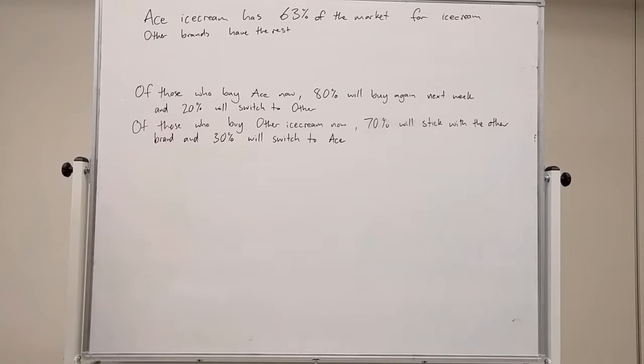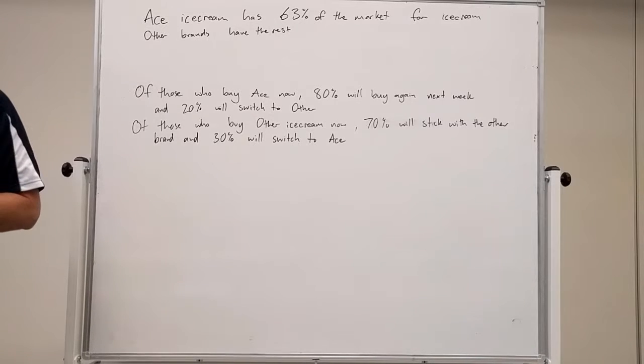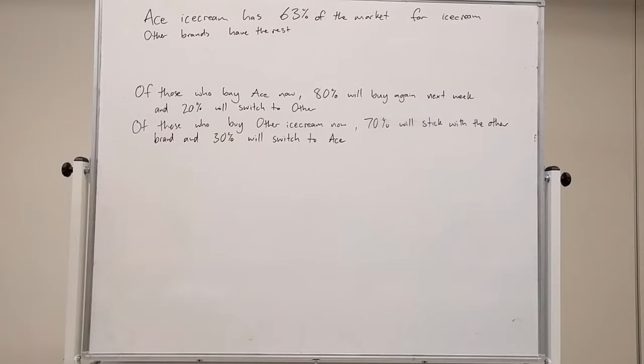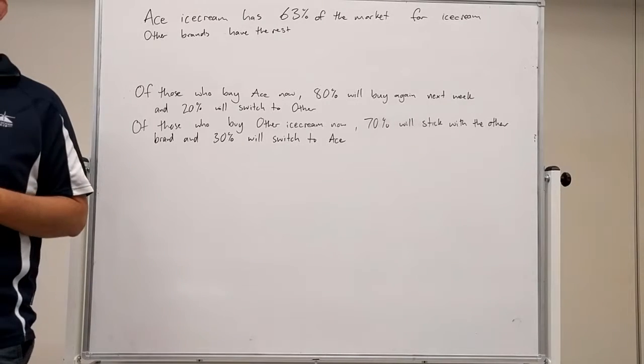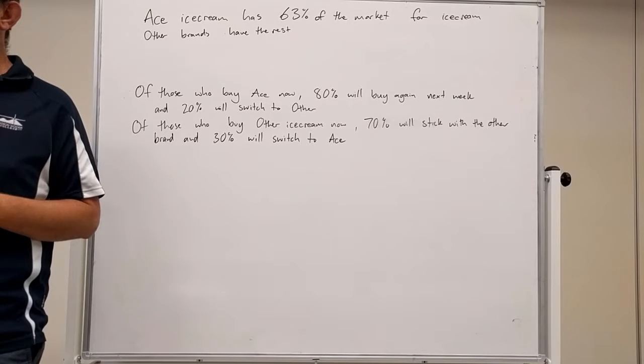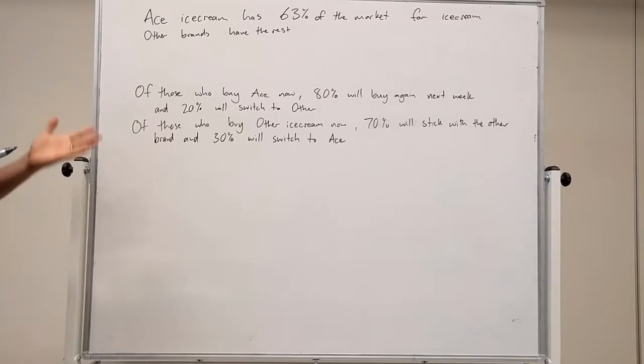So transition matrices are a bit different from the other matrices we've been looking at, and actually they involve two different matrices that you put together to make something new. So it's used in scenarios where there's going to be change, and that's why we have the name transition matrix. Here's a scenario from your textbook.